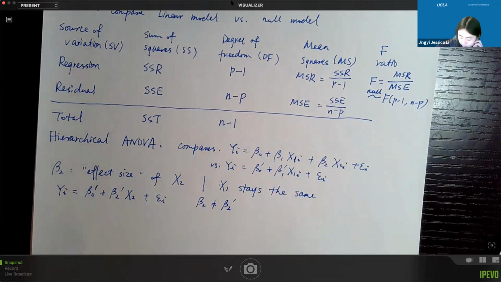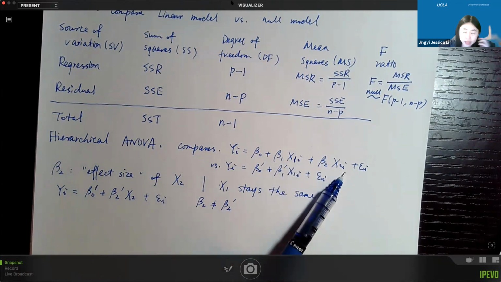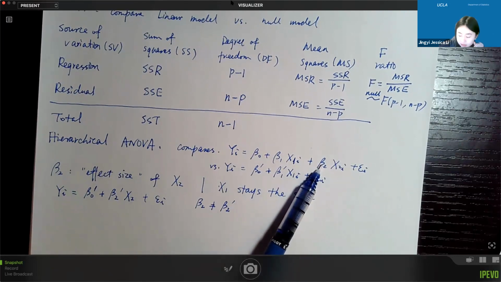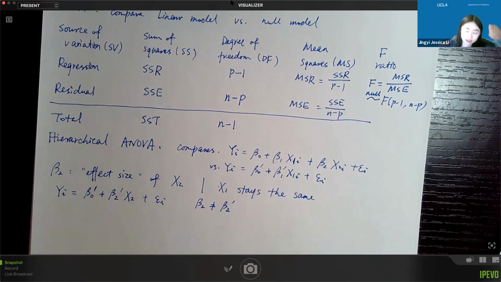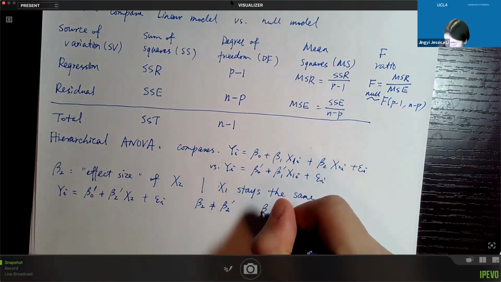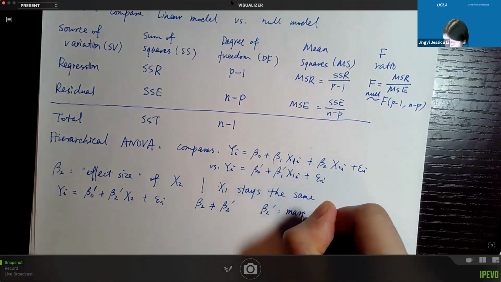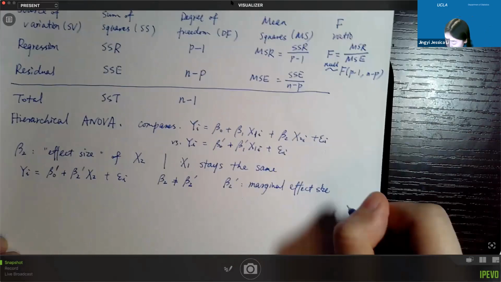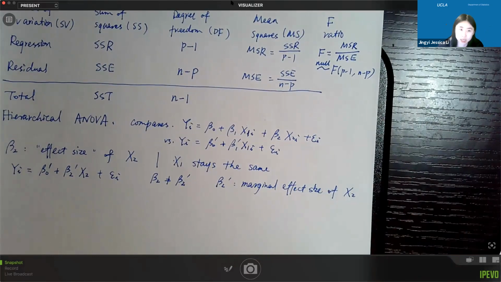But in statistical inference, when we write down a model, we often assume only one of them is what we call a true model. That's why you would not simultaneously assume both. You start by assuming this one is the true model, and then you go ahead and test whether beta 2 is 0. Because if it is, then it doesn't make sense to include x2 in your model, right? So beta 2 prime is just a marginal effect size of x2 by having it as the only predictor in the model.